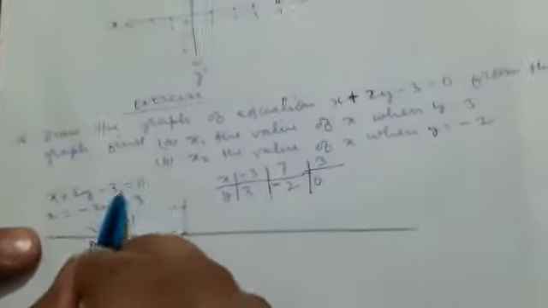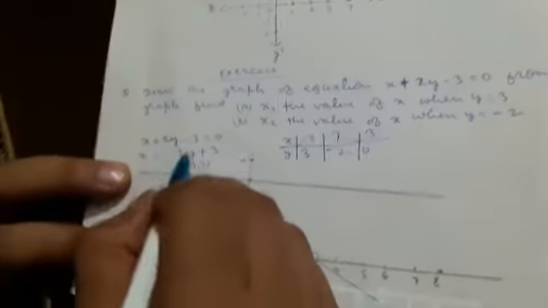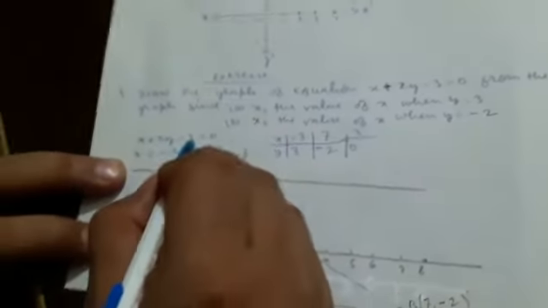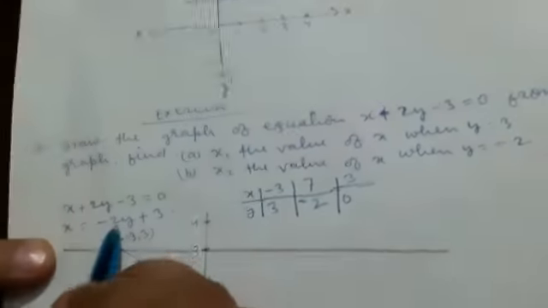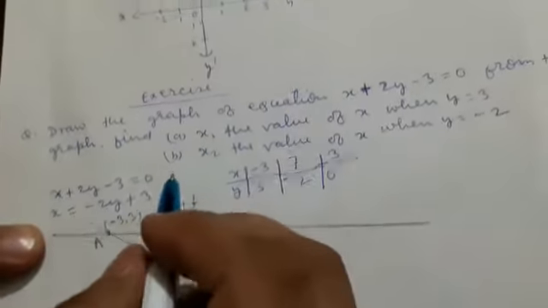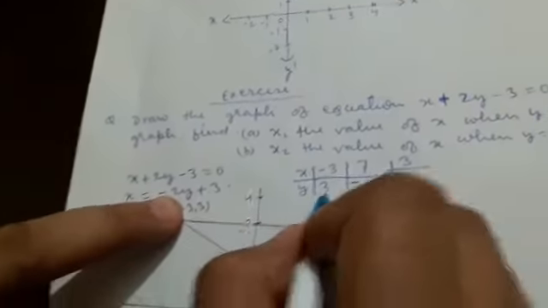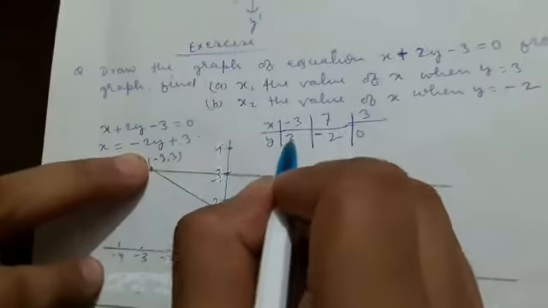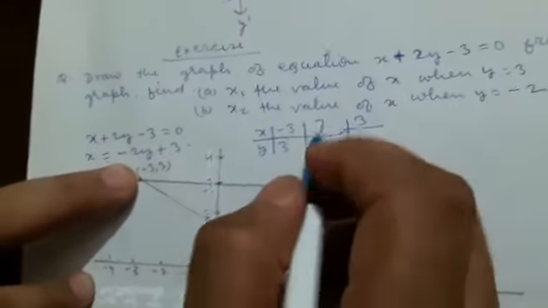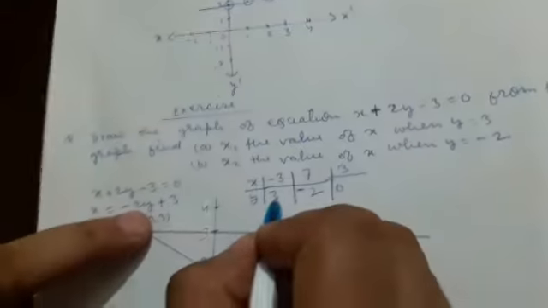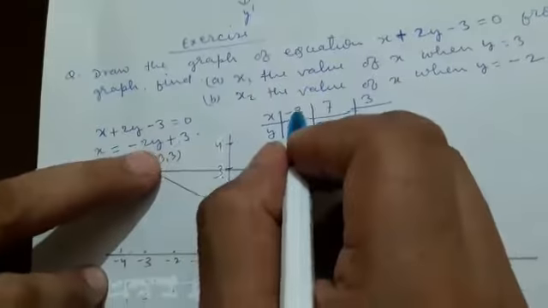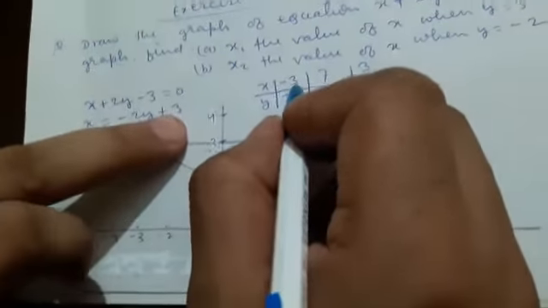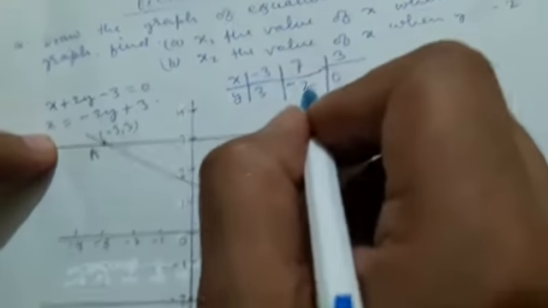x plus 2y minus 3 is equal to 0. So x is equal to what? This 2y and minus 3 will transpose to the right hand side. It will become x is equal to minus 2y plus 3. Now we'll make a column here, x and y. When the value of y is equal to 3, then minus 6 plus 3, that is equal to minus 3. The value of x will be minus 3.